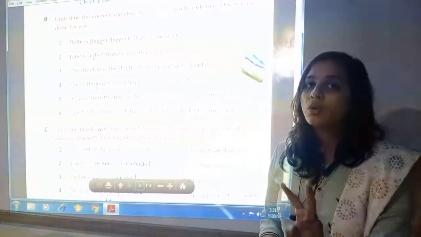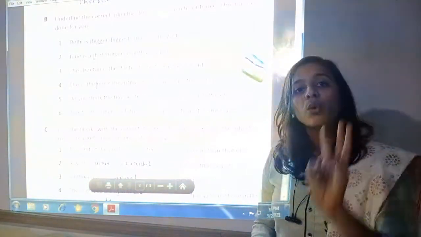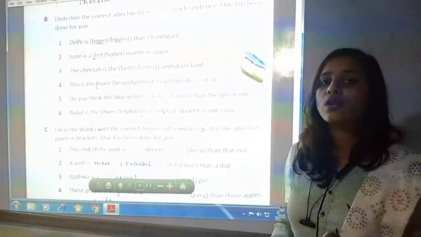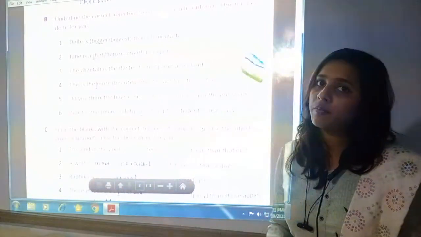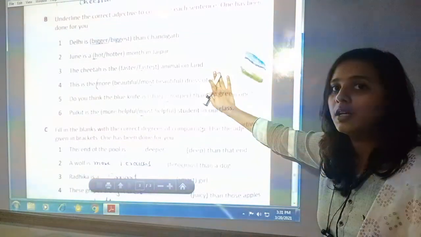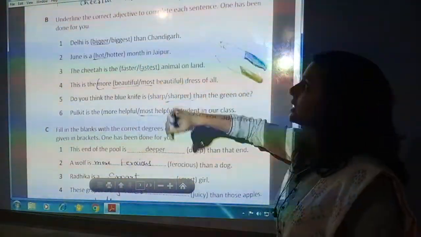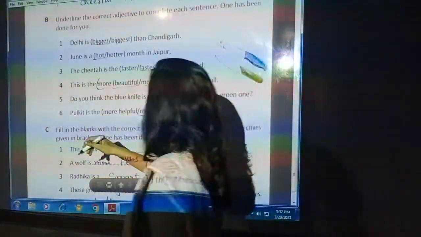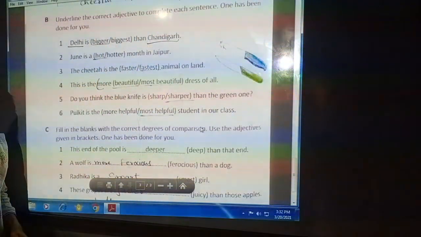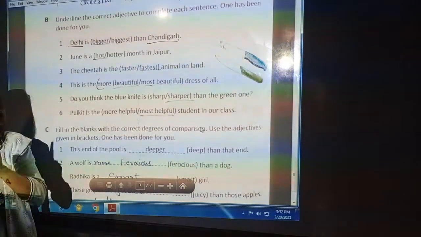If you see 2 nouns are given, that is comparative degree. If you see 3 or more nouns have been compared, so there you will use superlative degree. Okay, now we have already seen how we have to change the form of adjective. So let us start this exercise. First one, Delhi is ___ than Chandigarh. Here you can see 2 cities, that means 2 nouns are compared. When 2 nouns are compared, we will use comparative degree.